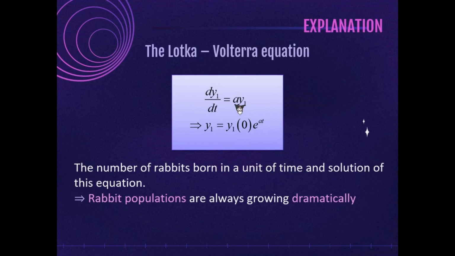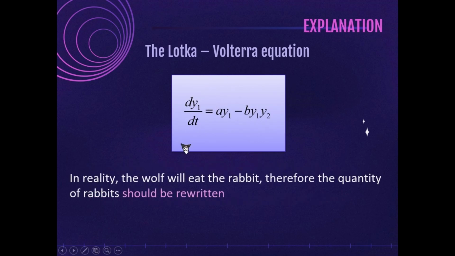As a result, we can see that the rabbit population is always growing dramatically, but in reality, the fox will eat the rabbit, and therefore this equation is obviously untrue. More rabbits are consumed as there are more foxes. The quantity of rabbits consumed must also be proportional to their whole population. So this equation should be rewritten as this equation.